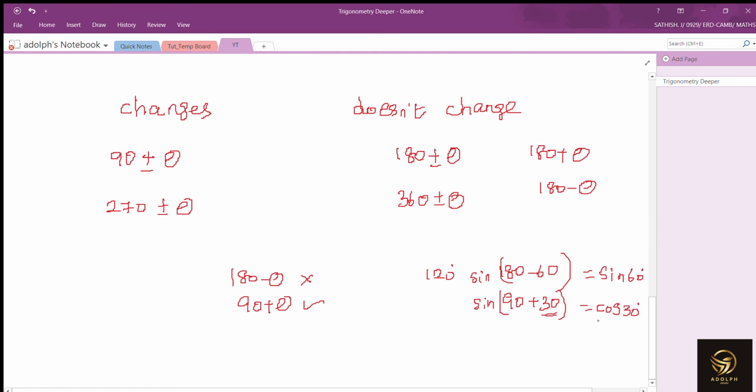Then you might think that, okay, so will we get any different answers? No, because we already know that sine 60 and cos 30 will give the same answer. So here you have to concentrate more on one other thing. We will see it now.